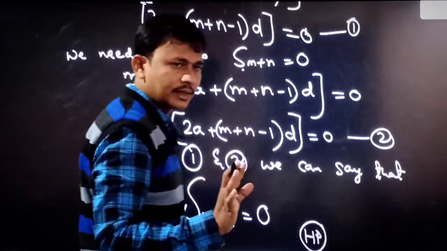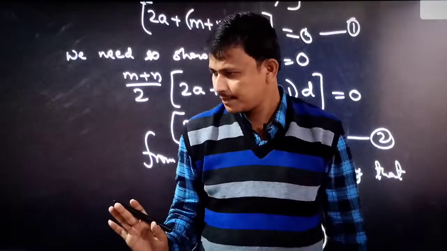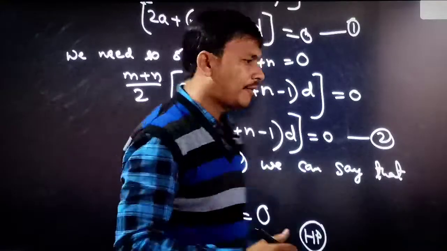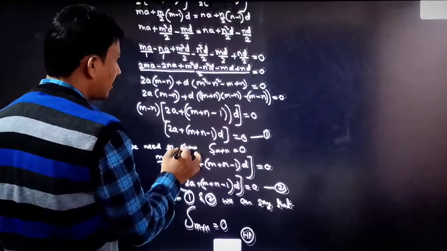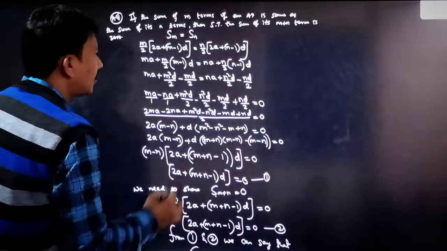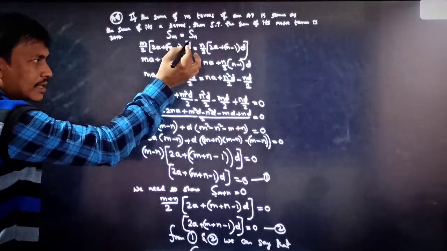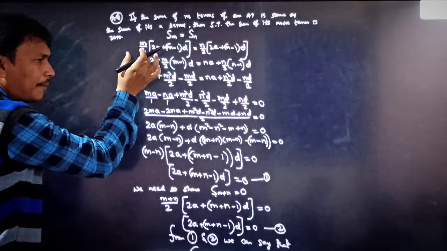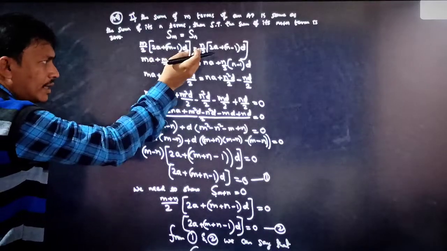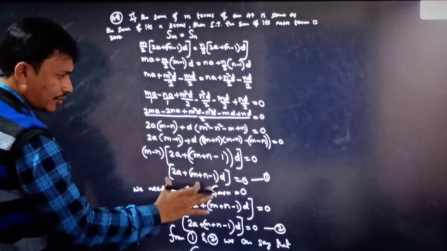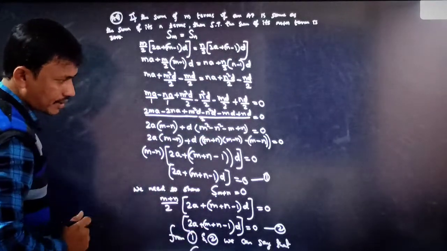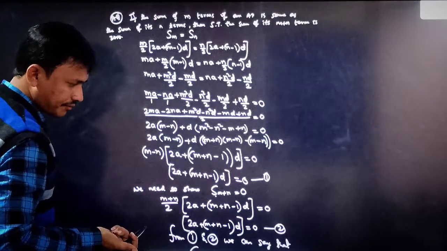Did you understand what to do? First, what we have done here, we took Sm is equal to Sn. Sm is equal to what? M by 2 into 2a plus m minus 1 into d is equal to n by 2 into 2a plus n minus 1 into d. Just solve it in a regular manner. You will get the answer. Done.